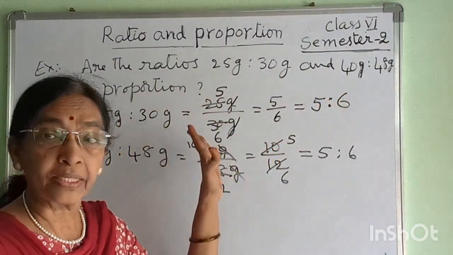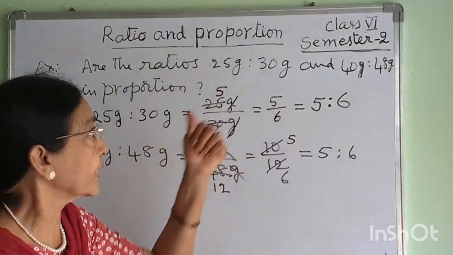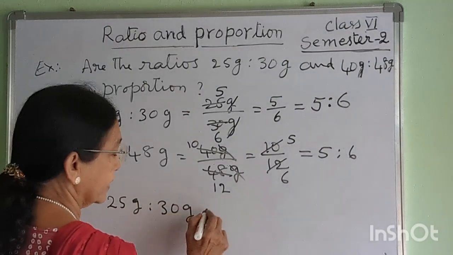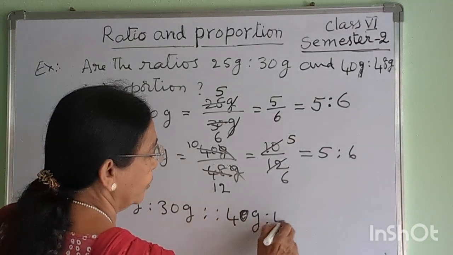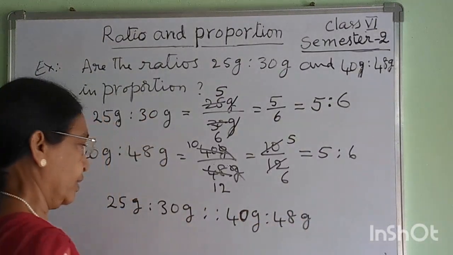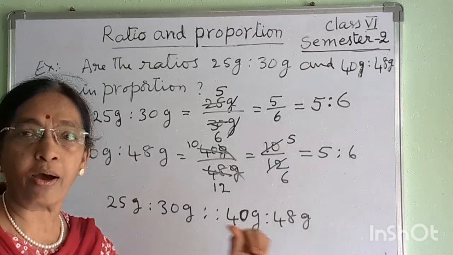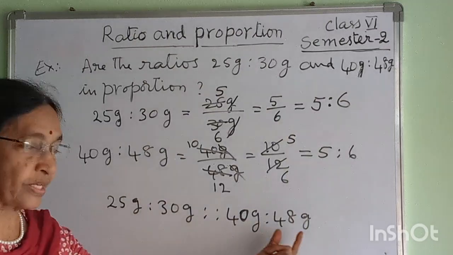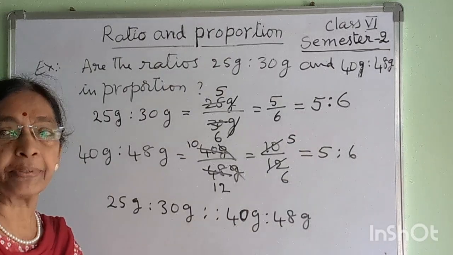Therefore these two are in proportion. These two ratios are equal. Therefore we can say that they are in proportion. That is 25 grams is to 30 grams is as 40 grams is to 48 grams. We say that 25 grams, 30 grams, 40 grams and 48 grams are in proportion. And the extreme terms are 25 grams and 48 grams. 30 grams and 40 grams are the middle terms.